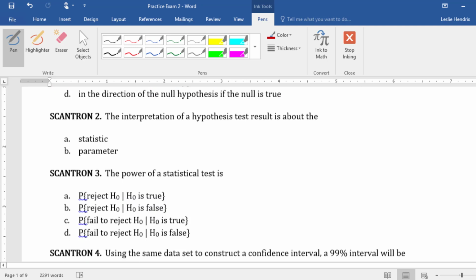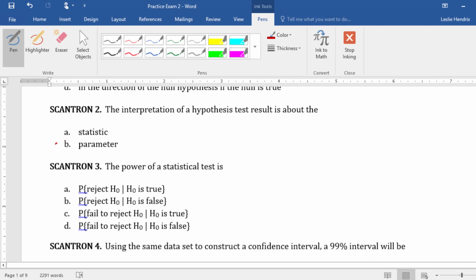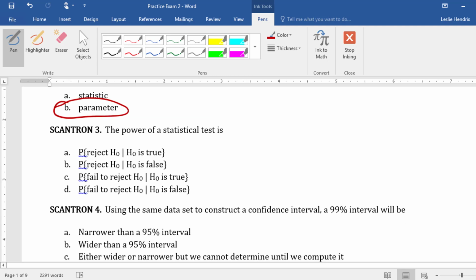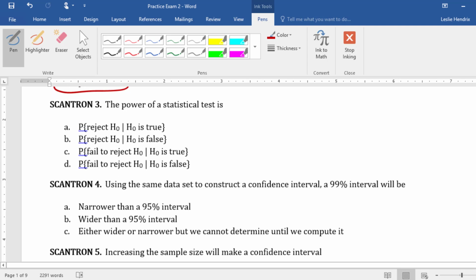All right, the interpretation of a hypothesis test is always about the parameter. We use our statistic to gather our evidence to say something about the population, but the interpretation then is about the population, so it's about the parameter. All right, the power of a statistical hypothesis test is the probability of rejecting the null given that the null is false. So power is something that is a good thing. It's something that you want to be high, okay?